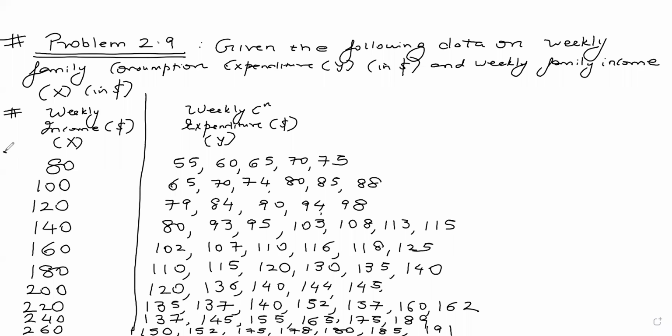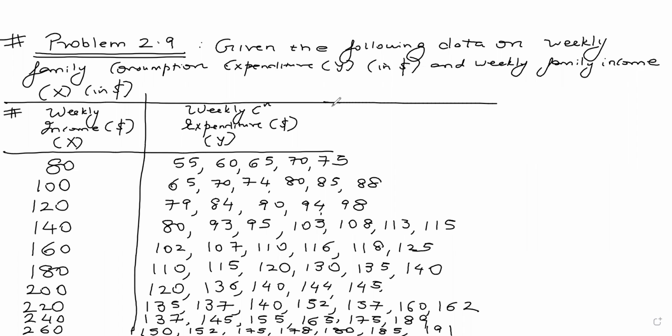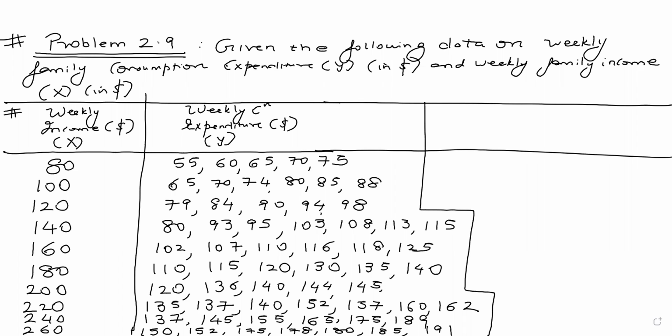And now let us see what is the question asking us. The question is asking us that for each income level, compute the mean consumption expenditure. That is the conditional expected value. So I need to find out expected value of Y given Xi. Now that is very simple. For a given fixed value of X, I need to find out the mean. What is the mean? So I can do for one, others you can do on your own.